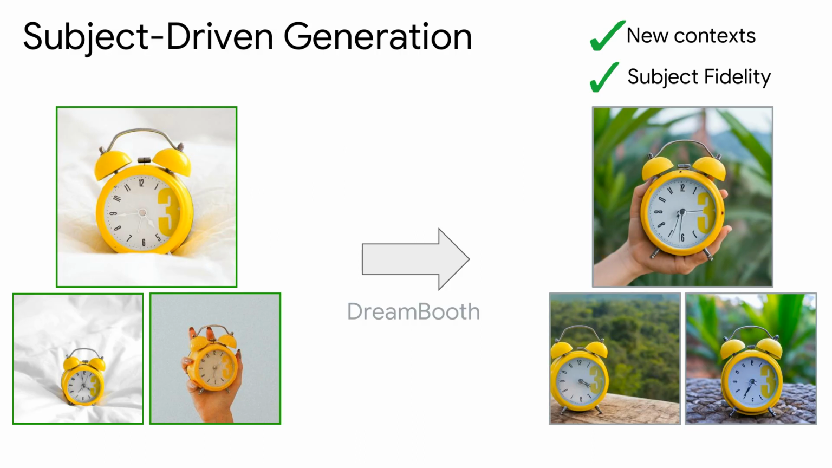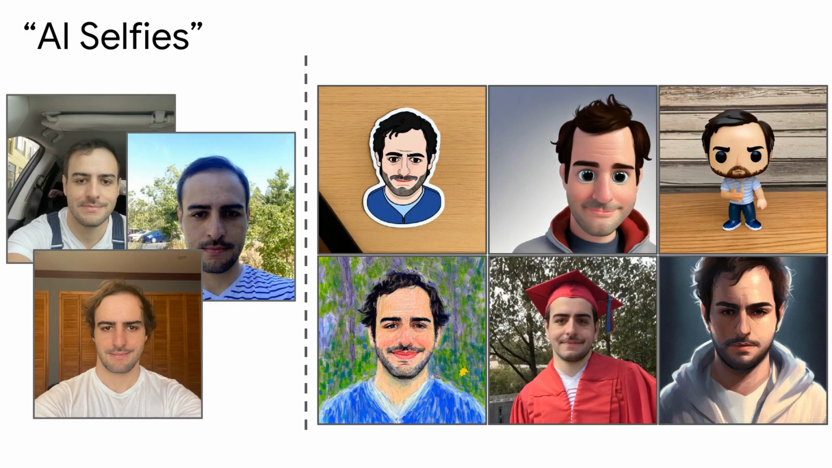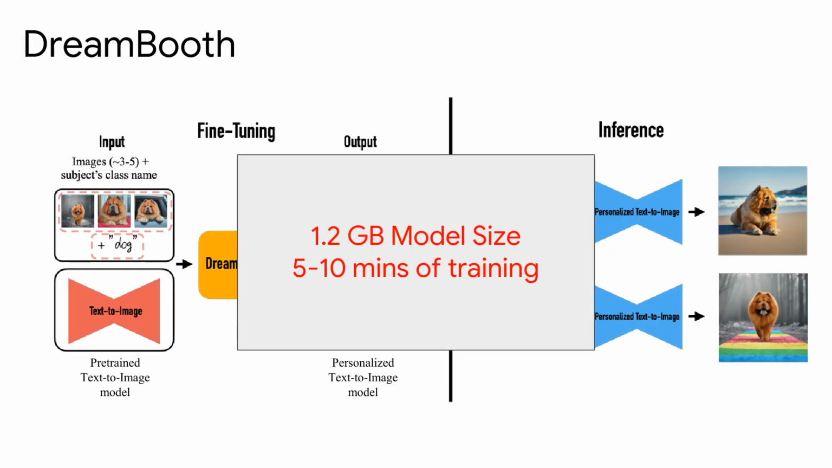Our work operates in the context of the subject-driven generation problem. Specifically, DreamBooth allows for learning a subject and reproducing it in different contexts and with different semantic modifications. One of the applications that DreamBooth unlocked were AI selfies that you might have seen in the wild. Two main problems of DreamBooth are that the model size is large and that it takes a relatively long time to train.